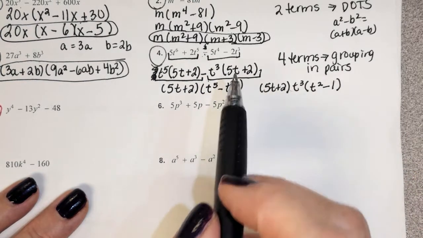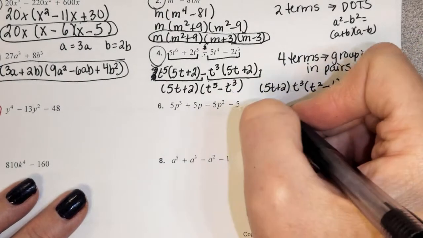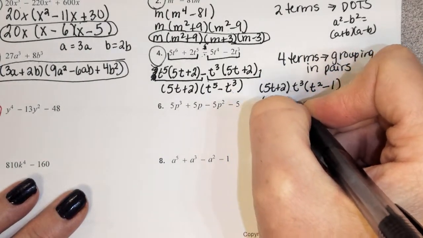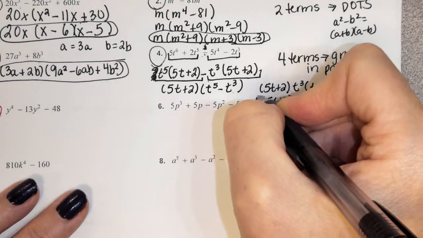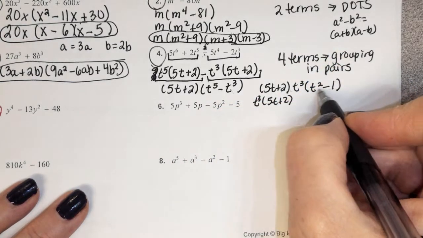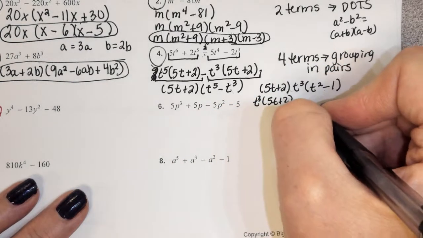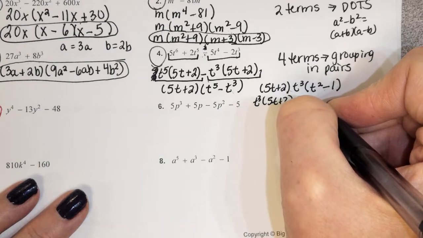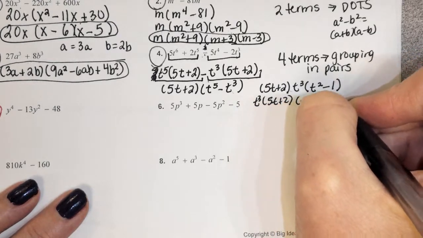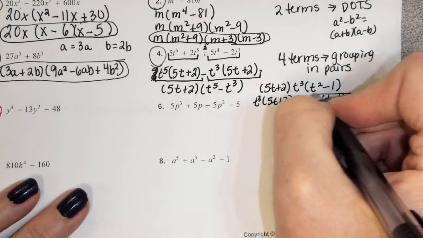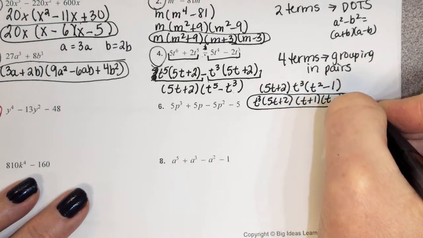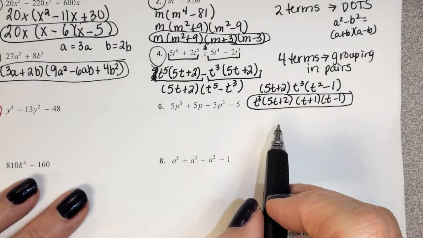Okay? And we are still not finished with this problem. So we have a 5t plus 2. The t cubed I'm going to put out in front. And then what's this going to be? The difference of 2 squares. So what's it go down to? Right. And so this would be my final complete factorization.